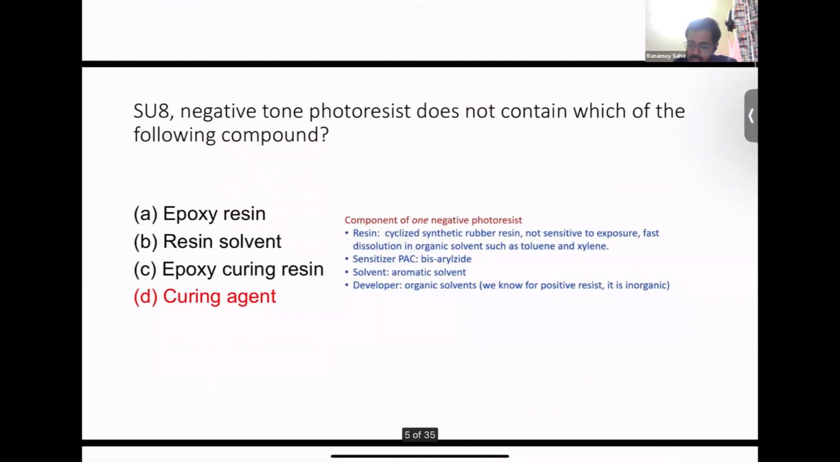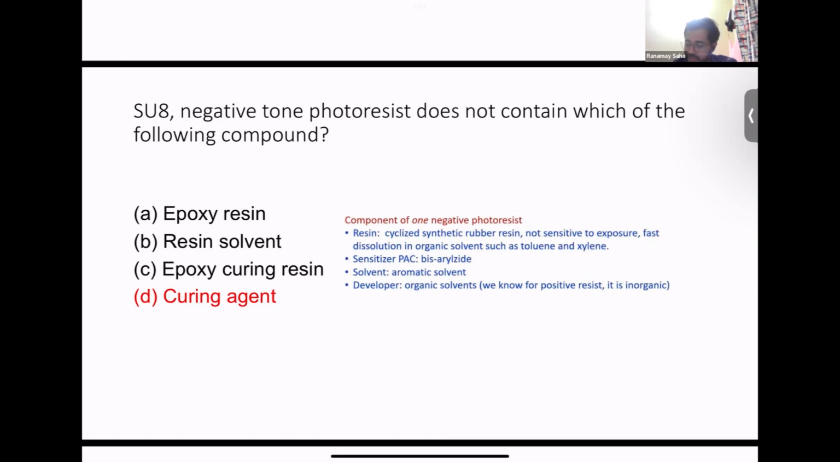And the next question is about negative tone photoresist, which is SU8. The question asked what SU8 photoresist doesn't contain. Now, epoxy resin and solvent are common components in both the photoresists. There is a photoactive compound which is there, but curing agents are not actually there in case of negative photoresists.